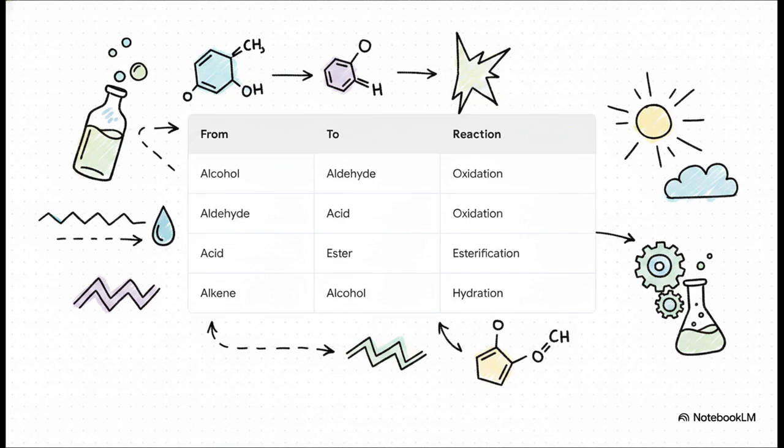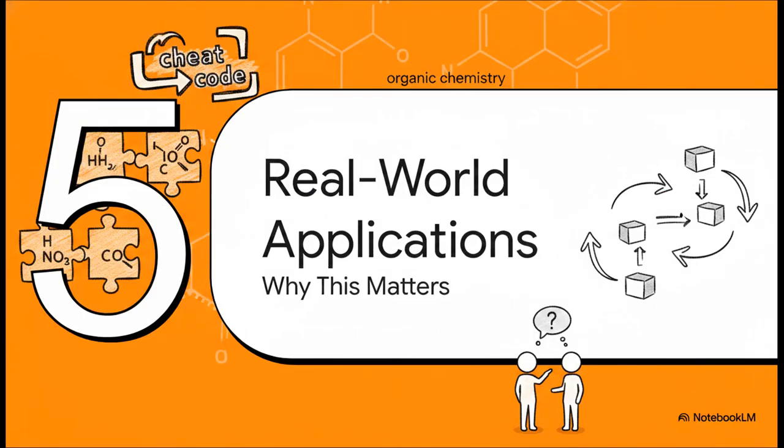Or, start somewhere else entirely. Take an alkene, add water through hydration, and you've just created an alcohol. Adopting this flowchart mentality really proves that you aren't just memorizing isolated facts. You're learning the actual pathways to turn any functional group into any other functional group. Which brings us to Section 5, real-world applications, and why all of this actually matters.